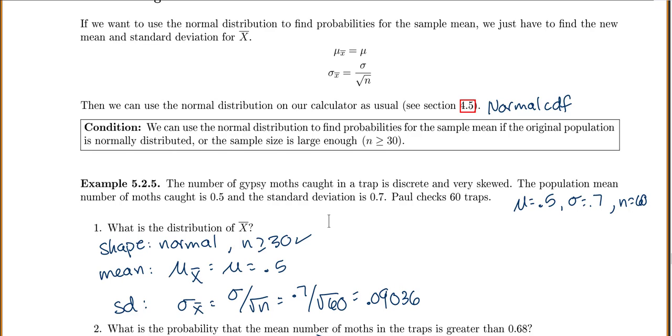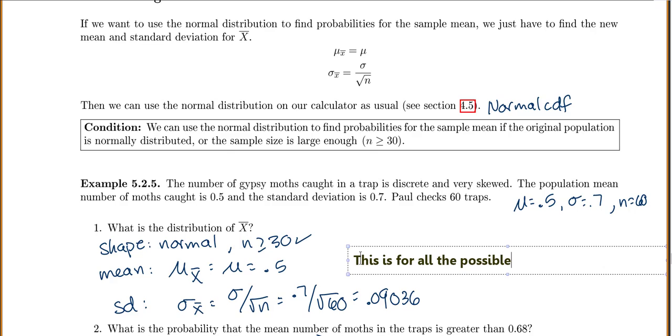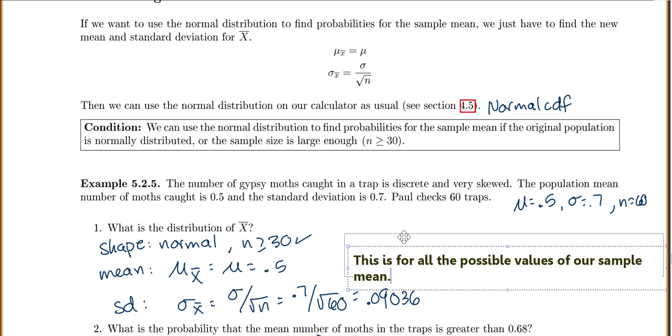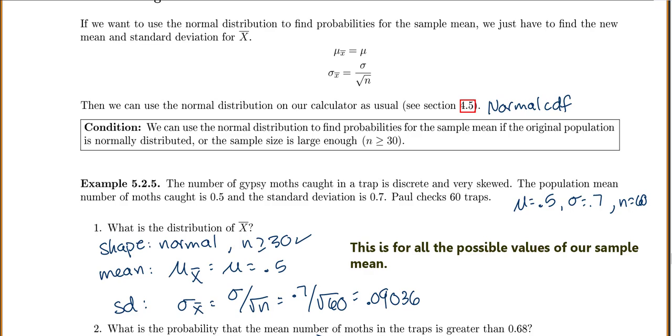So again, what is x bar? All of these values are for all the possible values of our sample mean. When I say all the possible values, it's because we haven't actually picked our sample yet, so we don't know what our sample mean will be. Our sample mean will change based on what sample we pick, but I do know all the possible values of our sample mean will be normally distributed. It will have a new mean of 0.5, and this distribution of all the possible sample means will have a standard deviation of 0.09036.